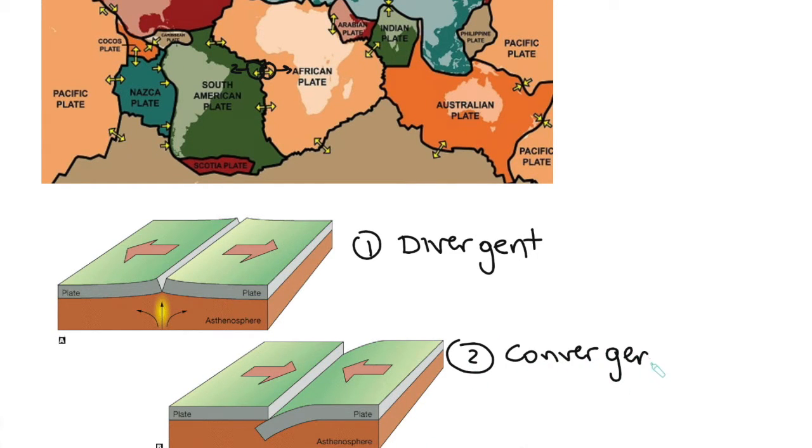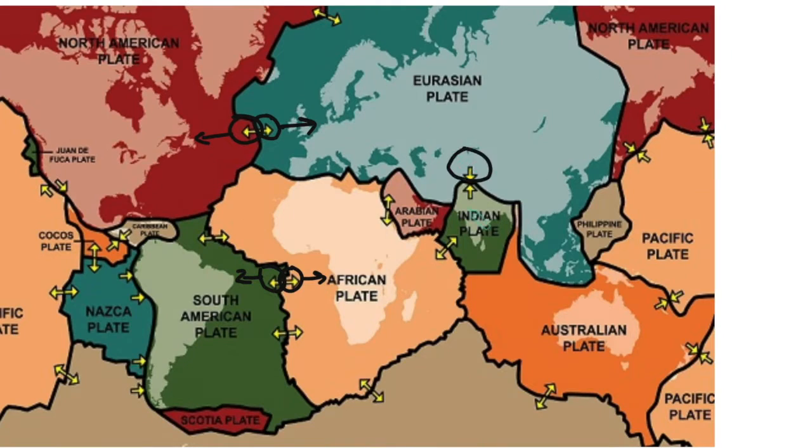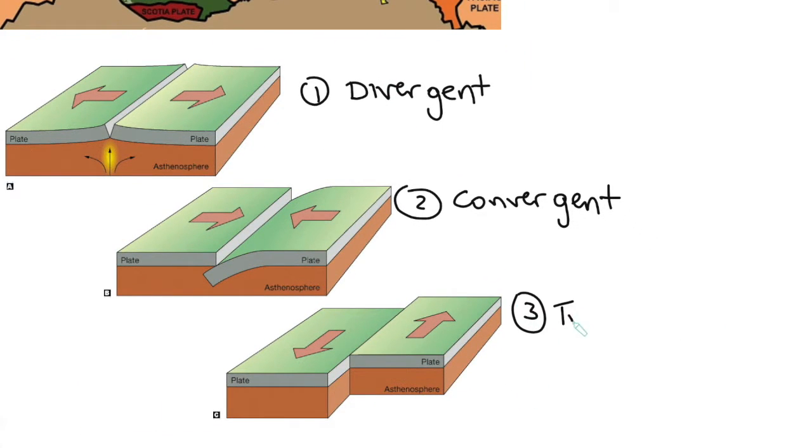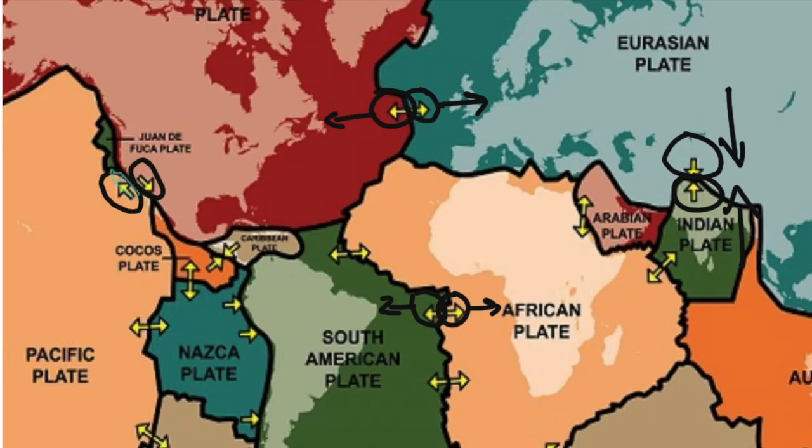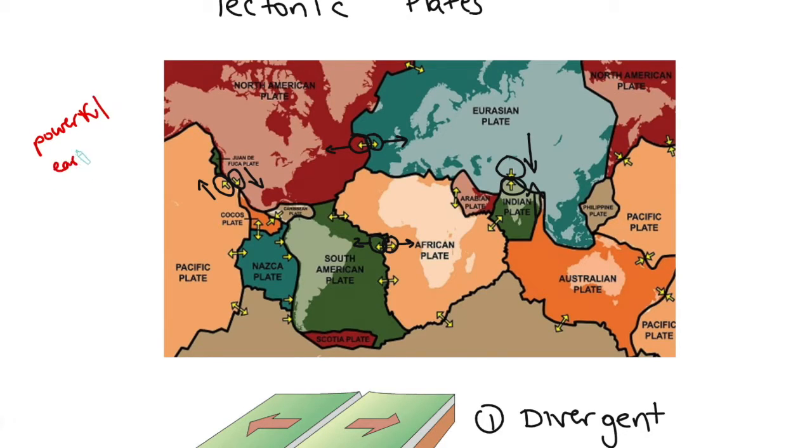They can crash into each other, called convergent plate boundaries. For example, the Indian plate colliding with the Eurasian plate, forming the Himalayan mountain range. And 3, they can slide past each other, called a transform boundary. For example, the Pacific plate sliding past the North American plate, creating the San Andreas fault line. These tend to produce the most powerful earthquakes.